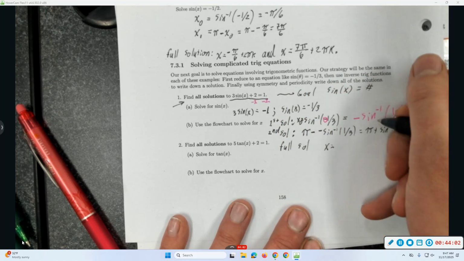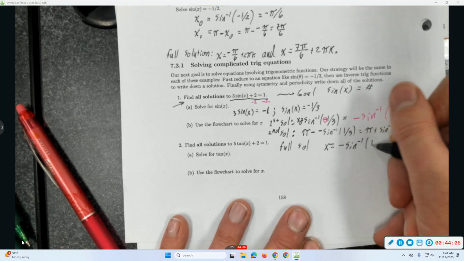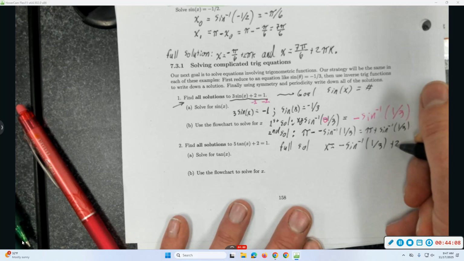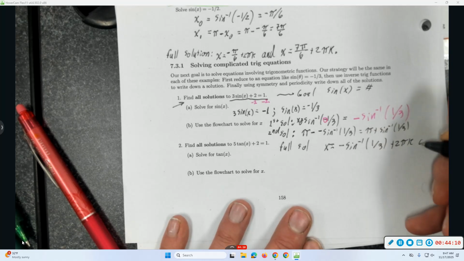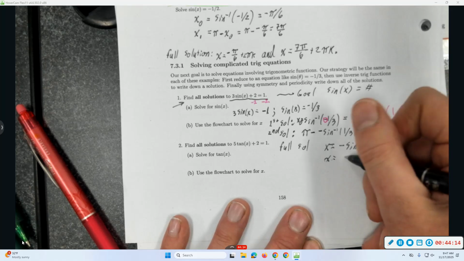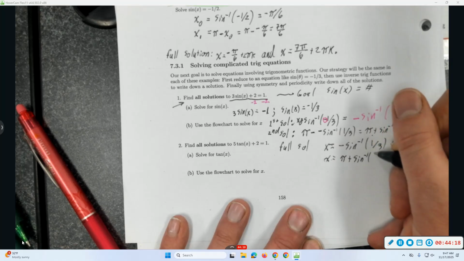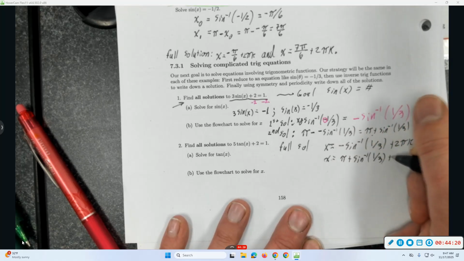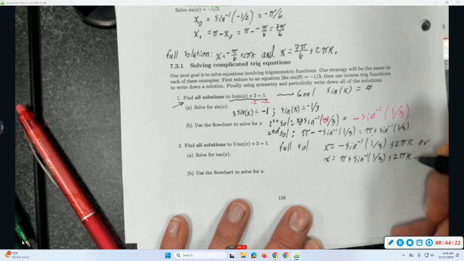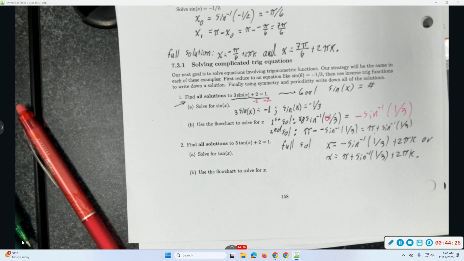x equals minus sine inverse of 1 over 3 plus 2 pi, or x equals pi plus sine inverse of 1 over 3 plus 2 pi. Okay. Cool. That feel pretty good?